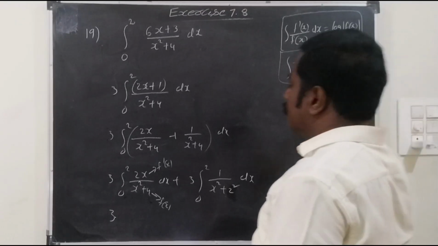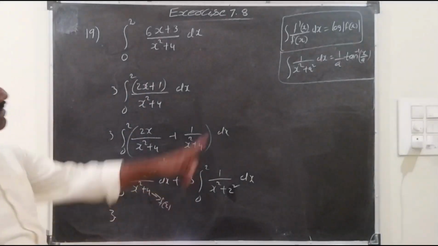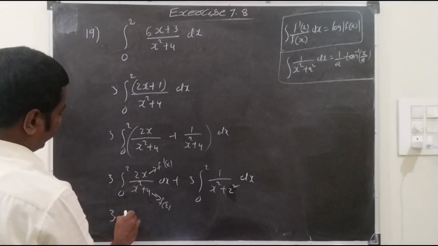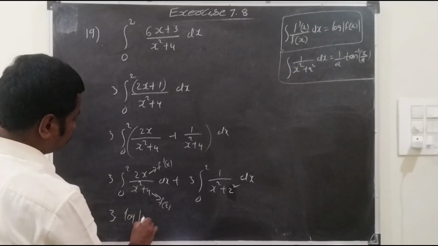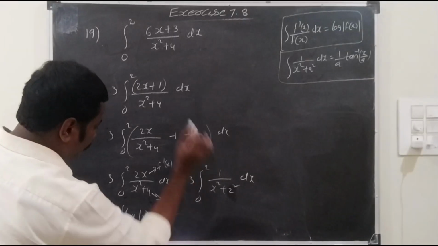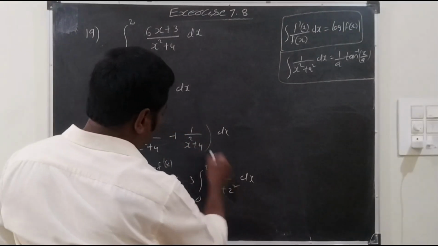These two formulas. For the first integral, the first formula. For the second integral, the second formula. 3 into log f of x. Log f of x means here x square plus 4. But the thing is, the limits are 0 to 2, we have to take 3 into here also.